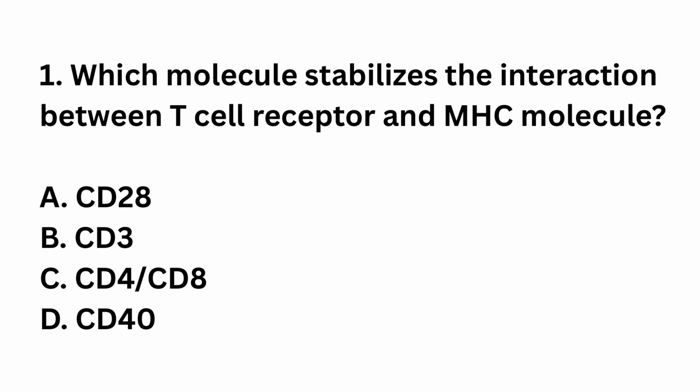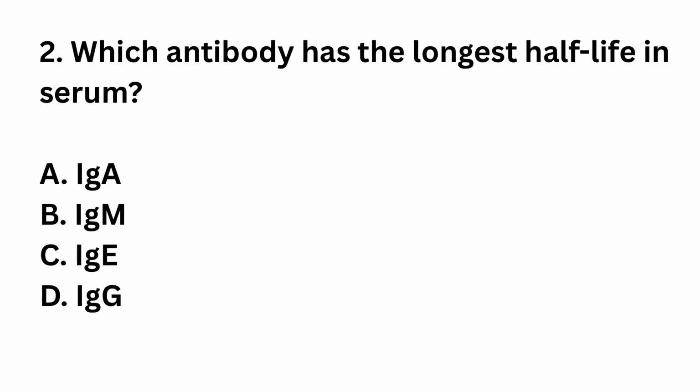Question number 1. Which molecule stabilizes the interaction between T cell receptor and MHC molecule? CD28, CD3, CD4 or CD8, CD40? The right answer is option C, CD4 or CD8. CD4 binds MHC2 and CD8 binds MHC1, strengthening T cell receptor and MHC interaction. This improves antigen recognition.